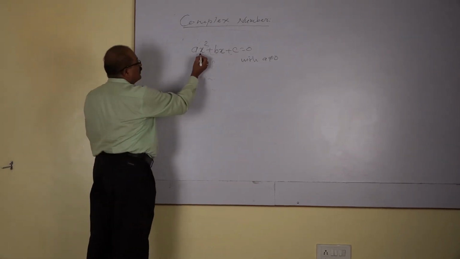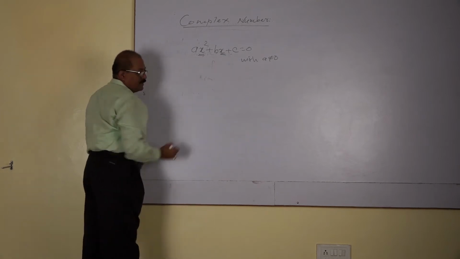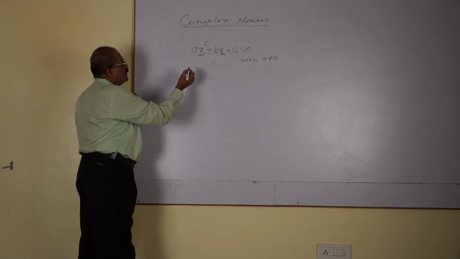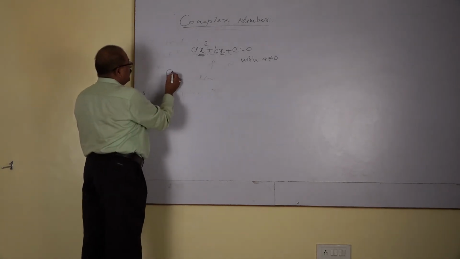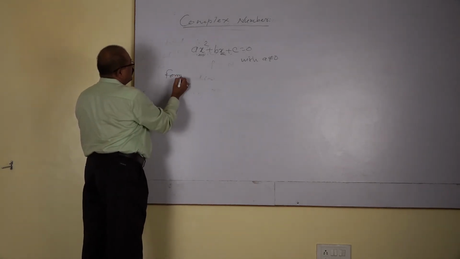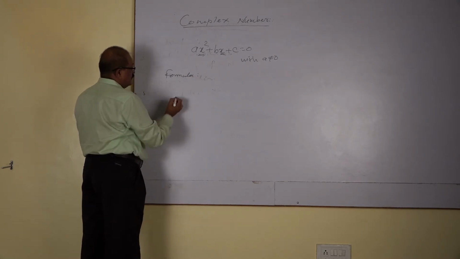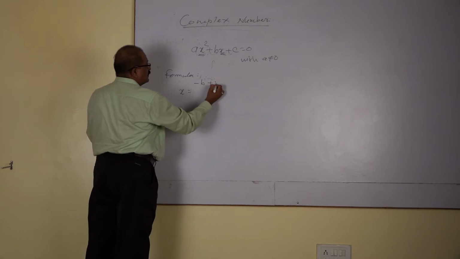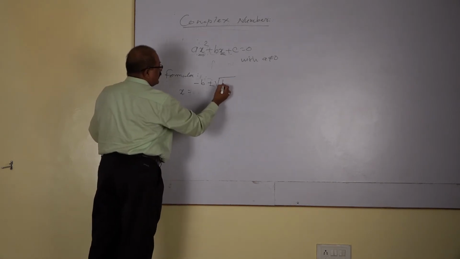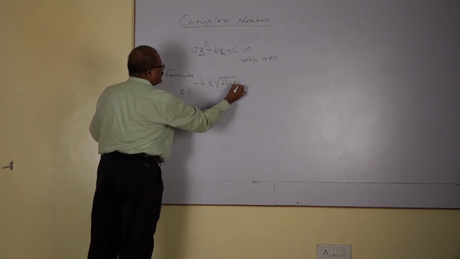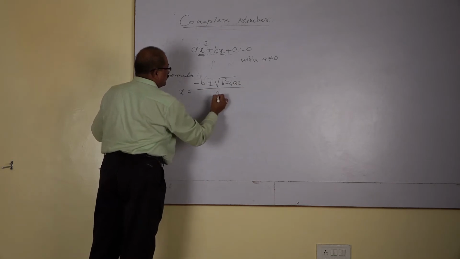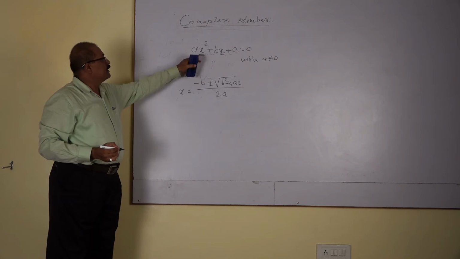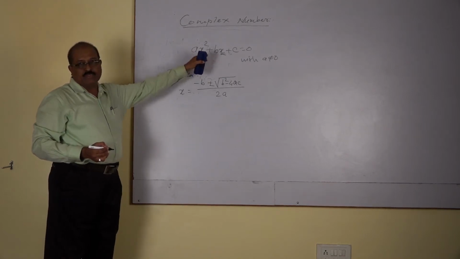Then the unknown value of x is to be determined. We know that there are various methods to find the unknown value of x, but generally we use a formula to find the roots of the quadratic equation. The formula is x equal to minus b plus minus root of b square minus 4ac, divided by twice a. So with the help of this, we can determine the roots of this quadratic equation.